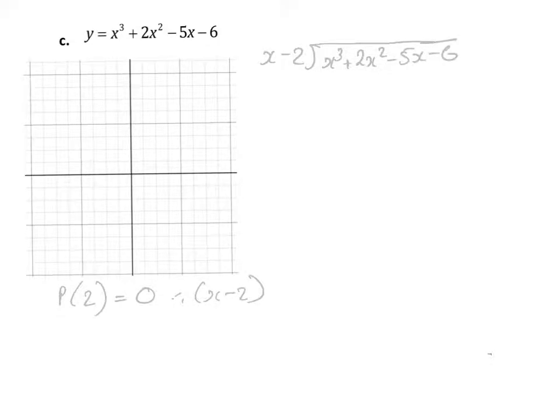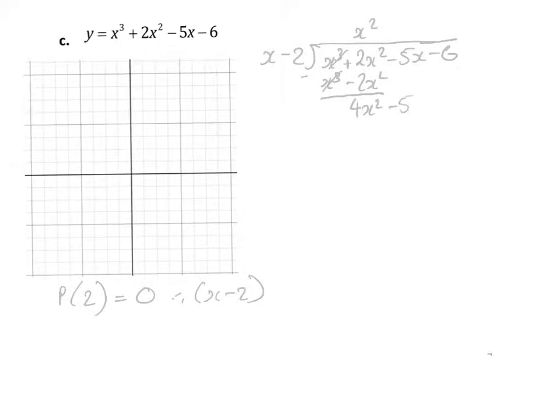Okay, that goes in. How many times does x go into x cubed? It goes in x squared times. So we get x cubed minus 2x squared. So we've done this process quite a bit now. Subtract: 2 plus 2 is 4x squared.